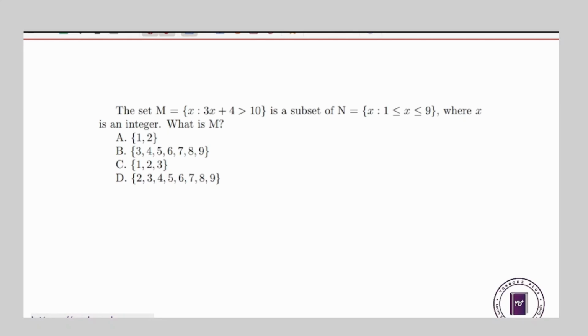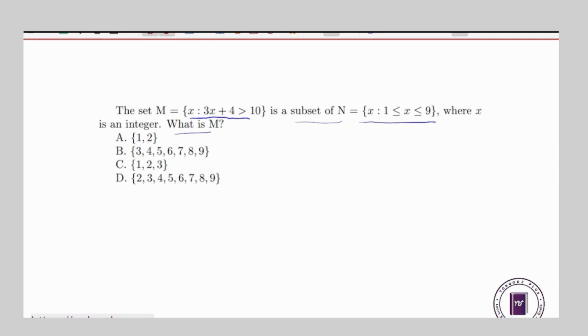So here we are told that the set M, which has been defined as x such that 3x + 4 > 10, right? So this is the definition of M. And this set is a subset of another one, N, which has also been defined as x from 1 to 9 inclusive, where x is an integer. We know integers are whole numbers, positive and negative whole numbers and zero. And the question requires us to find M.